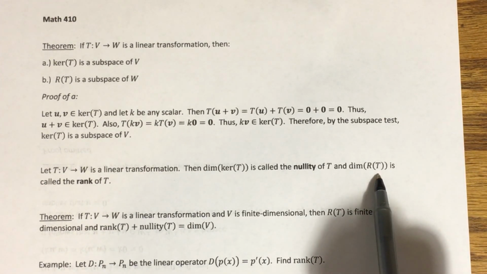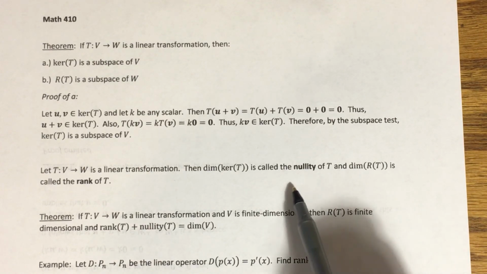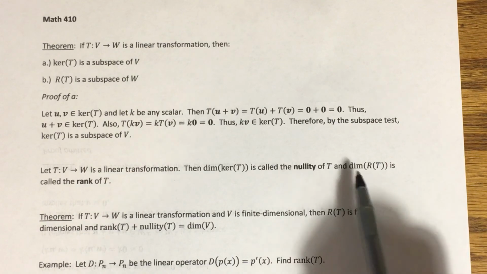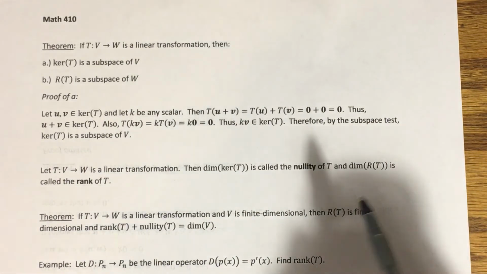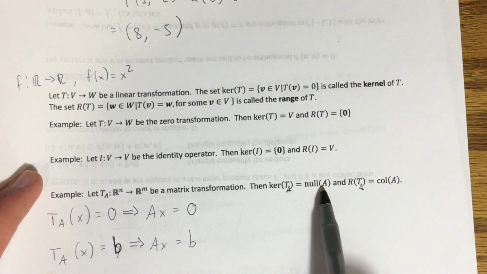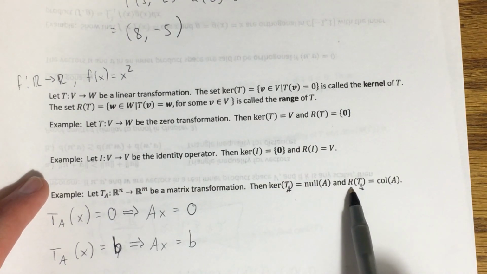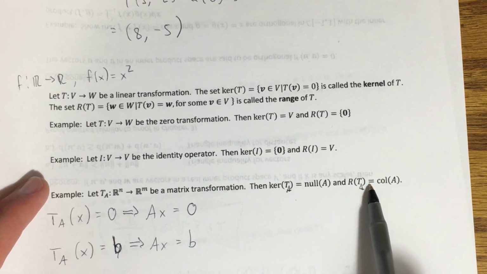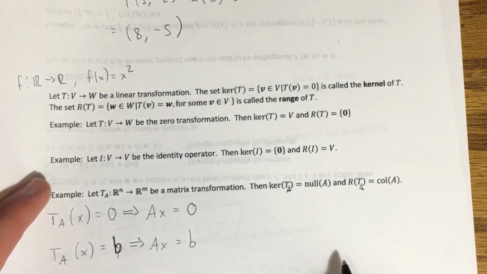And rank of T is defined to be the dimension of the row space or column space. Remember, they turn out to be the same. Well, we showed over here that in the case of a matrix transformation, the kernel of T_A is the null space of A. So these dimensions would have to match as well. And same thing here. The range of T_A is the same as the column space of A, so these would have the same dimensions as well.